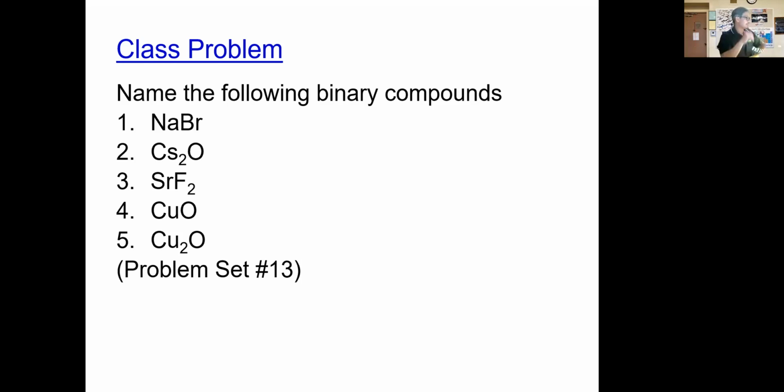Keeping in mind, though, that if you have a metal that is a transition metal or one of the four representative metals that require the use of the stock system, then you have to use the stock system to name the cation. So you've got to be mindful of that as you go through this.